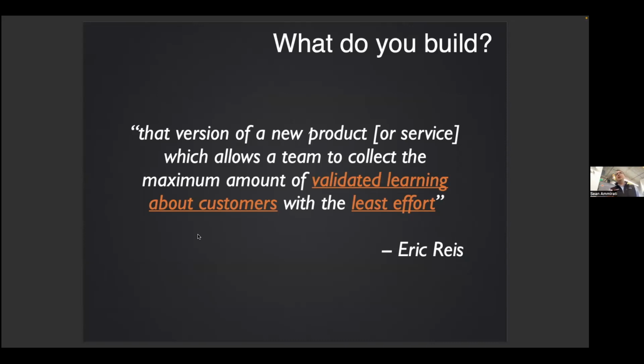He makes the argument that an MVP is the version of a product, or services, from me, because I think we'll talk about some misconceptions in a minute, but it's not always a product. The version of a new product or service, which allows a team to collect the maximum amount of validated learning about customers with as little effort as possible.